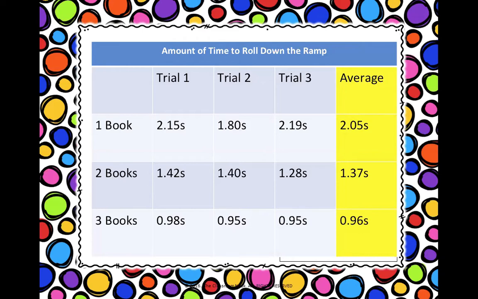So our car, it was the same car every time. The only thing we changed, our only variable, was the height of the ramp. So the higher an object is, the more gravity can pull on it.